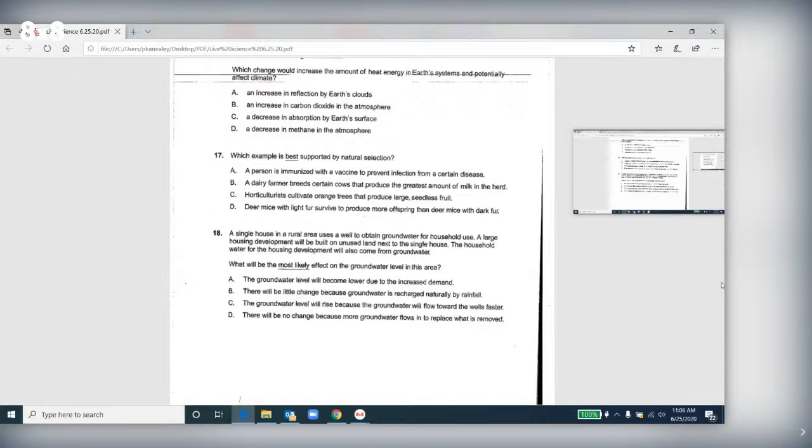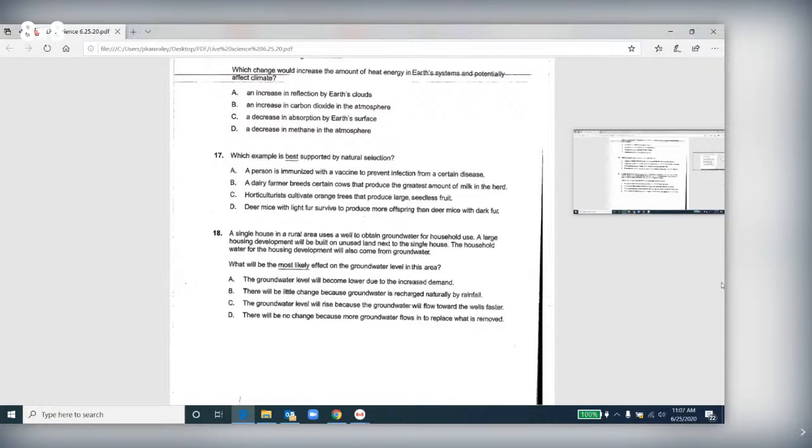The groundwater will rise because the groundwater will flow towards the wells faster. If we know anything about gravity, water won't flow uphill. Okay, so we're going to cross that one out. And if you think about it, Cobbs Hill is a pretty high point, and that's where the water is, and it flows down into the city. Okay, and there'll be no change because more groundwater flows in to replace what is removed.